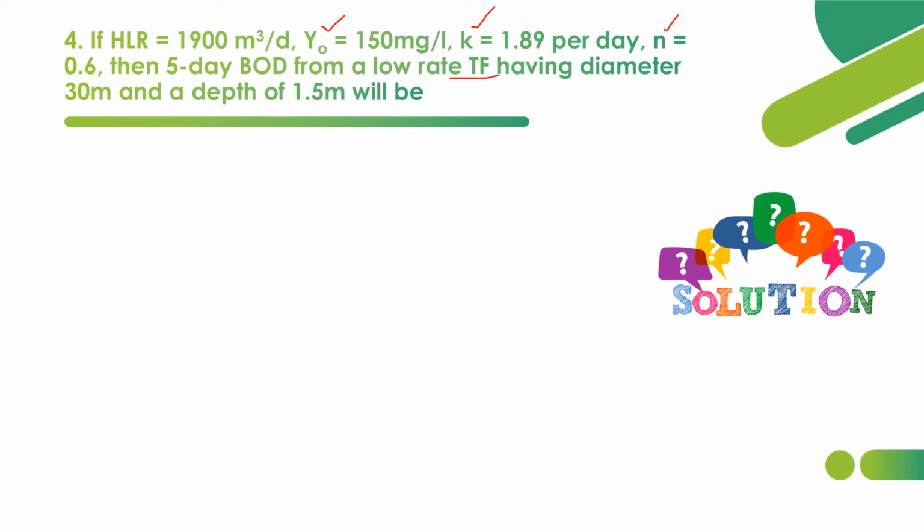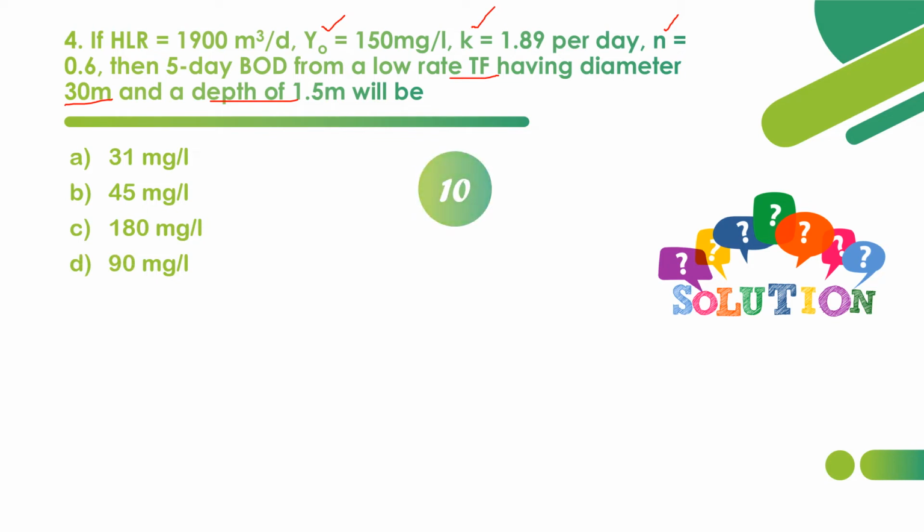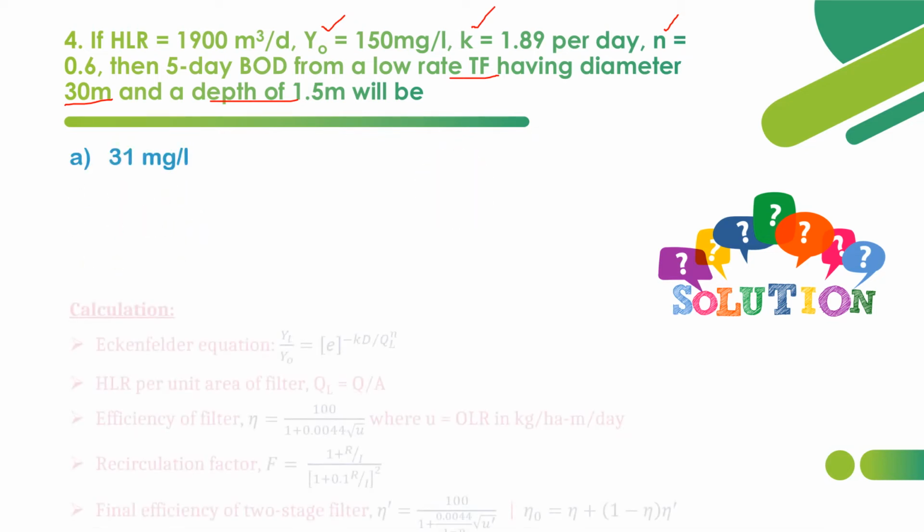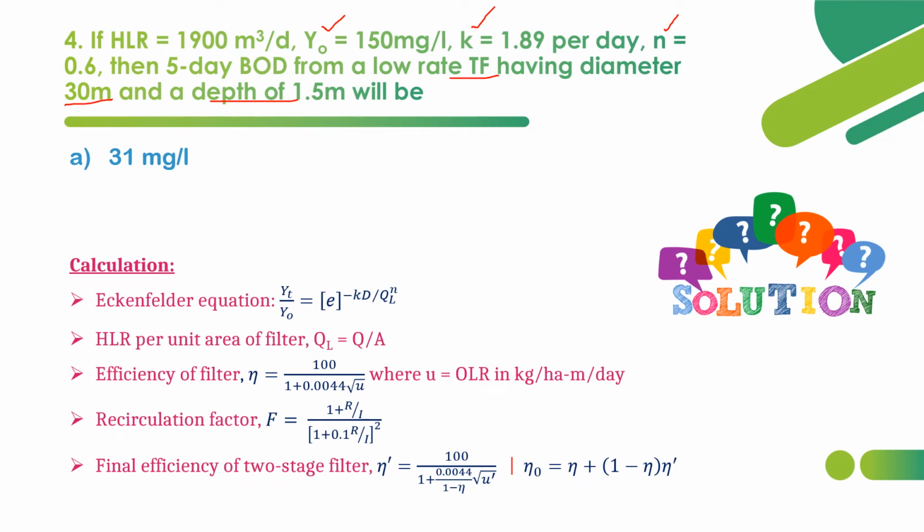So we have to find the value of 5-day BOD by using the dimensions also. The diameter of the trickling filter is 30 meter, depth is 1.5 meter. So what will be the 5-day BOD of this scenario? Here we have to use only one formula and substitute all the things into that formula to get the answer. Let's see what that formula is and how it is calculated. So option A is correct, 31 milligram per liter.